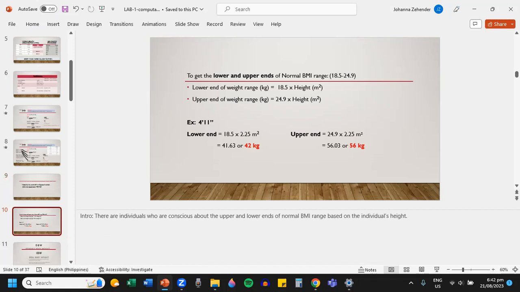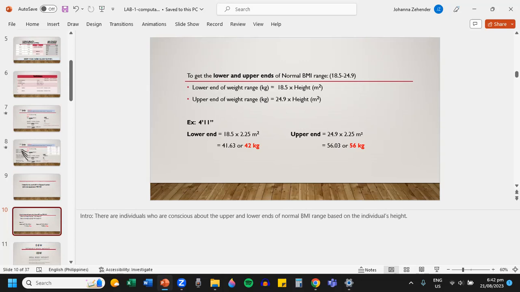To compute for the lower end of the weight range, we multiply the height squared by 18.5. And then as for the upper end of the weight range, we multiply again the height squared times 24.9. So these 18.5 and 24.9 are constant values. So here you can see the example.